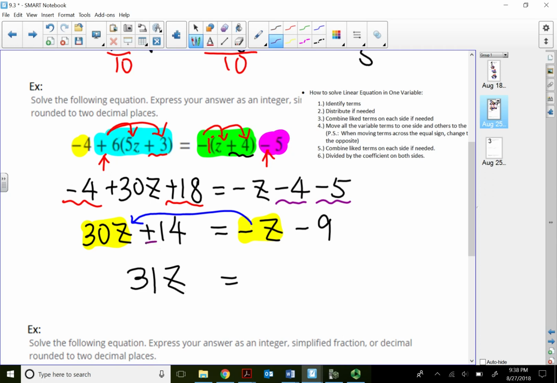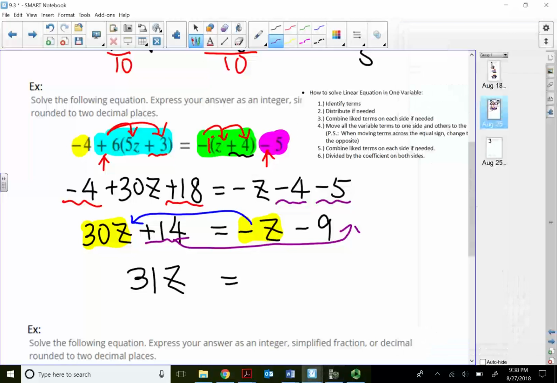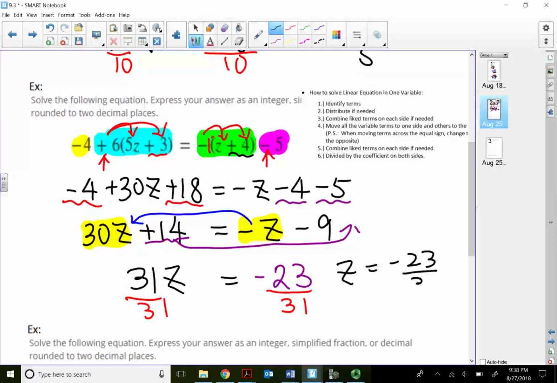At the same time, I'm going to move my positive 14 to the right since all the z's are on the left side. So positive 14 comes over, becomes negative. So I still got negative 9 here. We say negative 9 minus 14 in the calculator. That will give me negative 23. All right, so divide both sides by the coefficient, 31. My answer, z equals negative 23 over 31. I know both are prime numbers and cannot be reduced, so that's the answer.